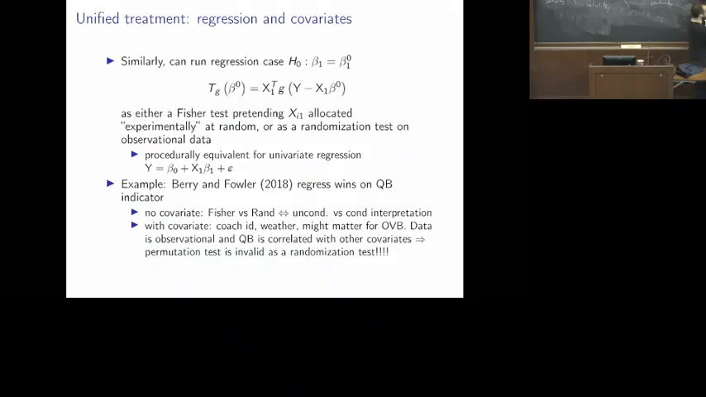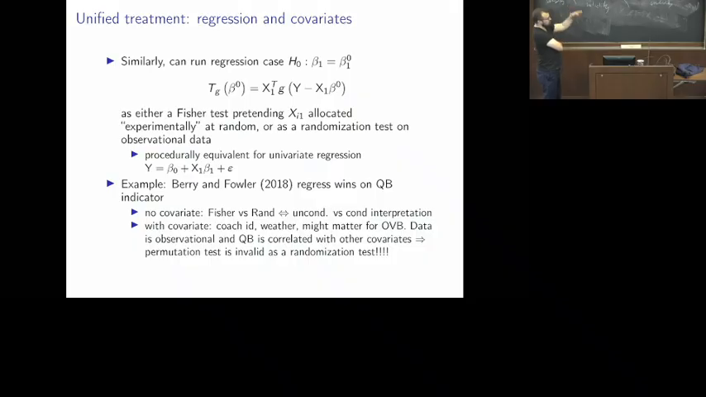One place where you find such examples is that Chris Berry and Anthony Fowler have a paper in some sort of Nature topic journal. It's a very nice paper, and they're interested in running permutation tests for OLS. They have examples like, I want to know if QBs matter for winning games.